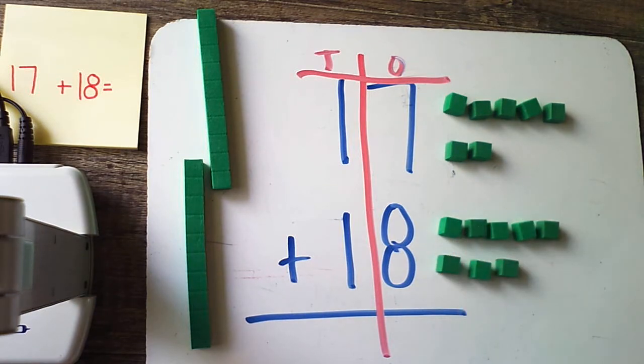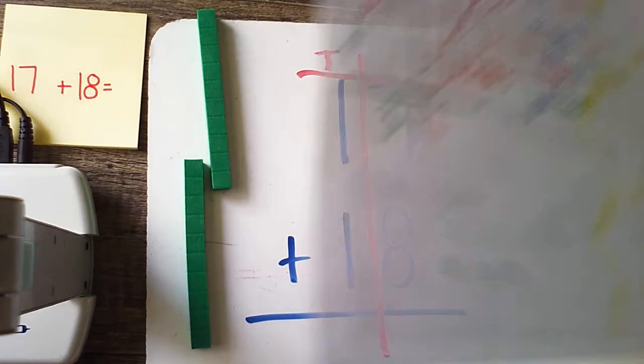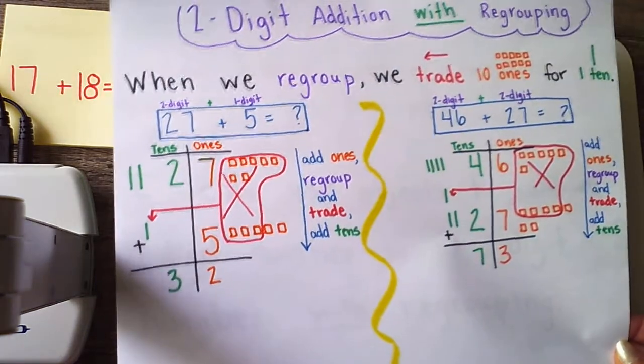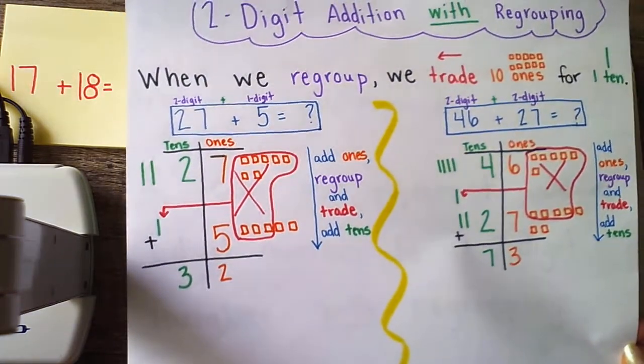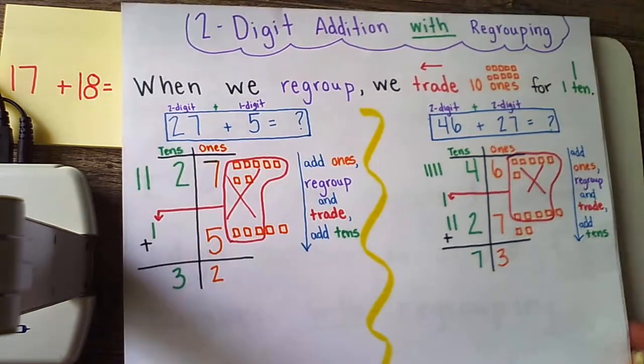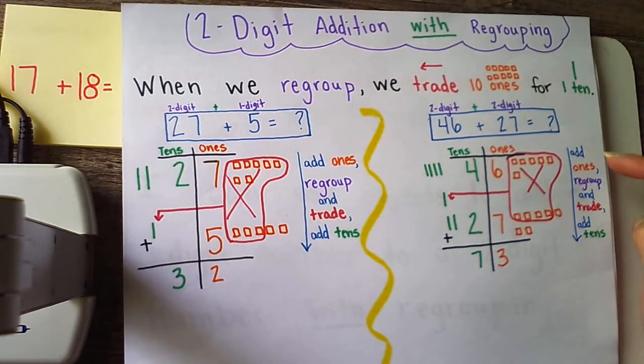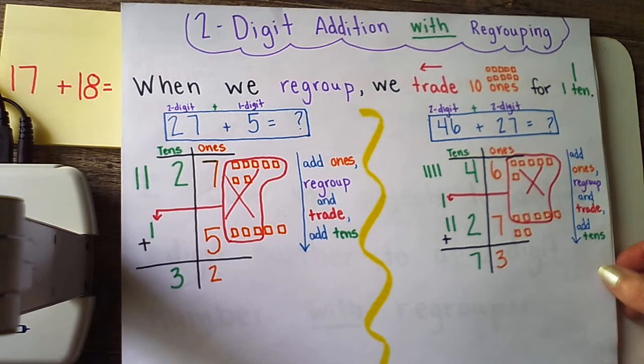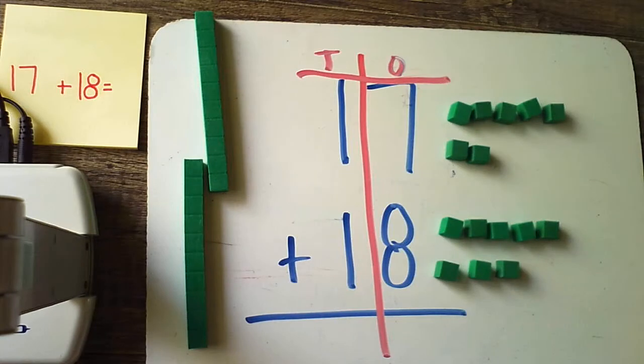Okay, let's go back to our chart. Think about our next step. We've showed our add-ins with objects. Now we need to see if we can add our ones together to regroup and trade. Let's see if we can regroup to make a 10 and then trade those 10 ones for a 10.